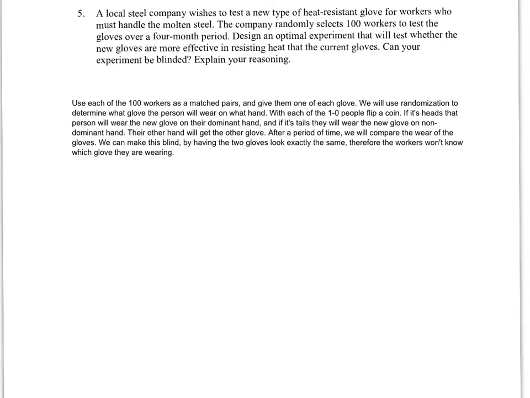We would have 100 people. We would randomly assign half of them to use the new gloves on both hands, and the other half will use the old gloves. The problem is we might have some confounding in that experiment. The fact that people would have different jobs at the company would be a variable. Maybe some work with hotter steel than other ones. Maybe some work with steel more than the other ones. So we might end up with a group that does this more than the other group, and therefore we could have confounding by their job type.